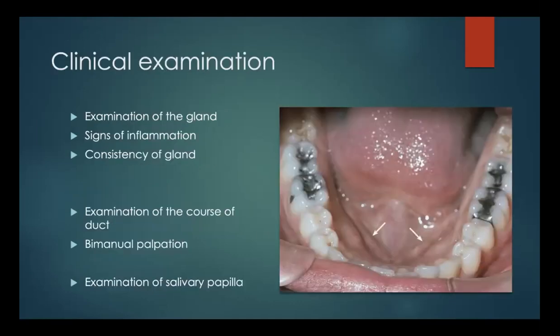So, clinical examination, this is just a continuation from the last lecture, the clinical examination really doesn't change. We still try to rule out stones in such patients. And palpation remains paramount. And examination of the salivary papilla is very, very important, especially in stenosis patients, because sometimes you have a stenosis of the papilla itself, and you see no saliva expression on gland massage.